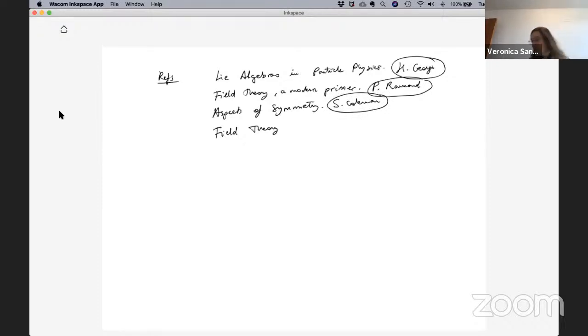And then there is this whole set of books by Landau and Lifshitz. Let me write it properly. Lifshitz. That is called Field Theory, or Classical Field Theory, Théorie des champs, depending on what language you read it. This book, I think, is really good. It's fantastic.